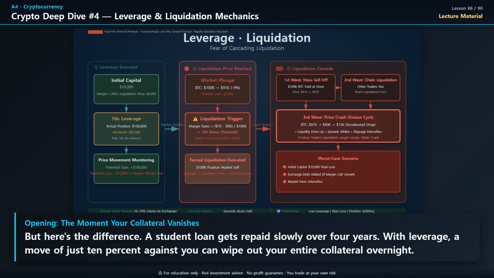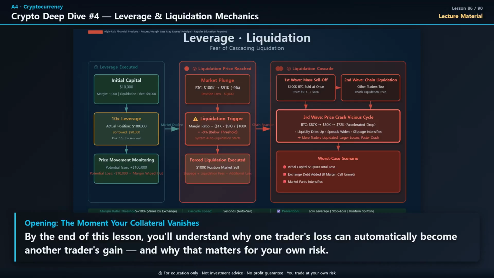But here's the difference. A student loan gets repaid slowly over 4 years. With leverage, a move of just 10% against you can wipe out your entire collateral overnight. By the end of this lesson, you'll understand why one trader's loss can automatically become another trader's gain, and why that matters for your own risk.